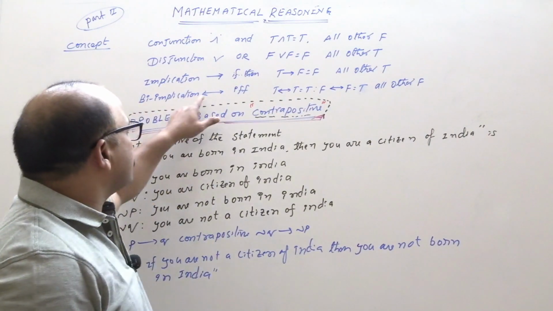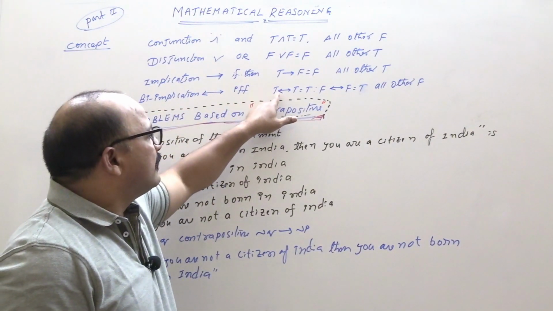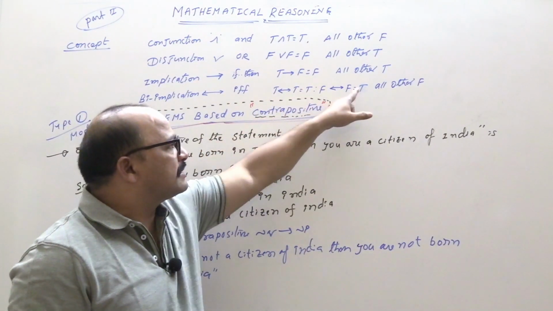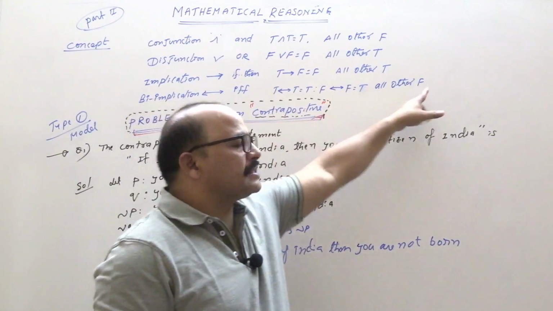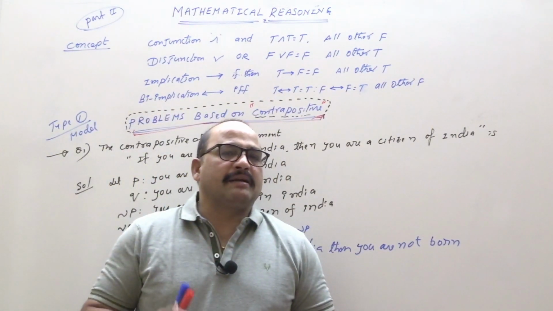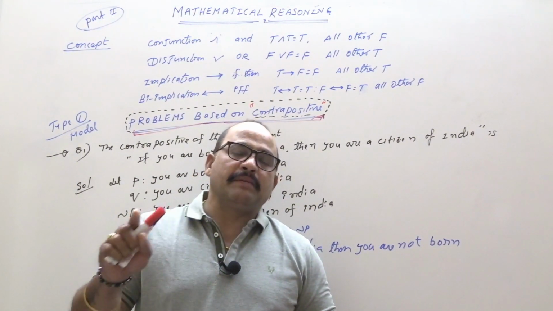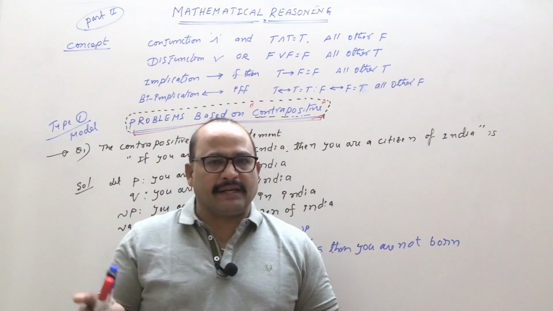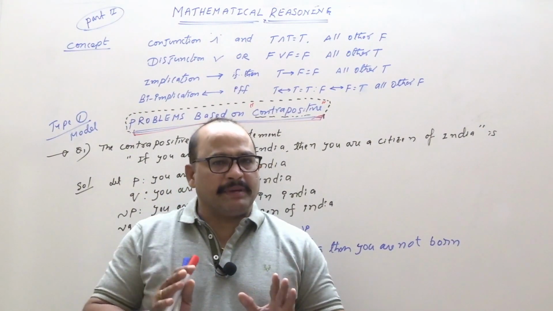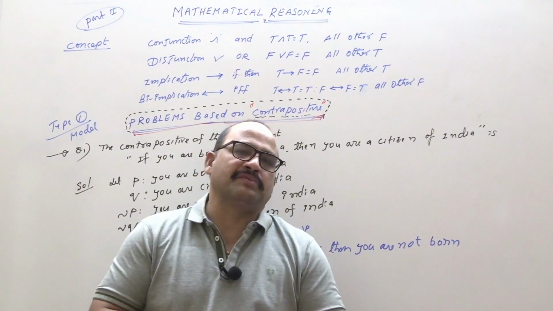Next one, biimplication: if and only if. If and only if means T double implies T is equal to T, and F double implies F is T. In all other cases it is F. Double implies means P implies Q and Q implies P. T double implies T, and vice versa, is T. F and F, vice versa, is also T. So be careful, these 4 tables are very important to solve the coming problems.